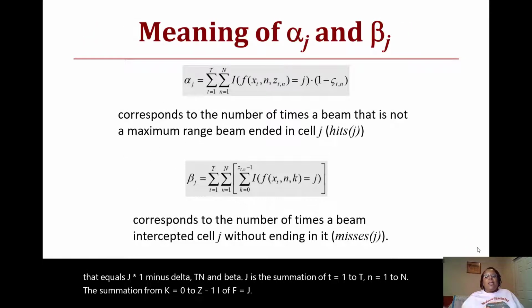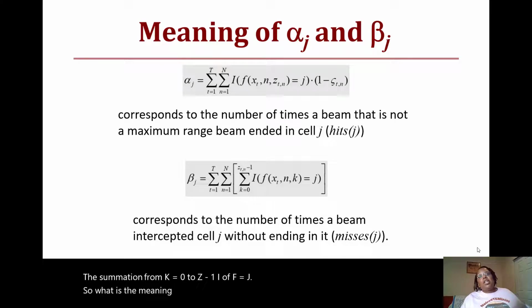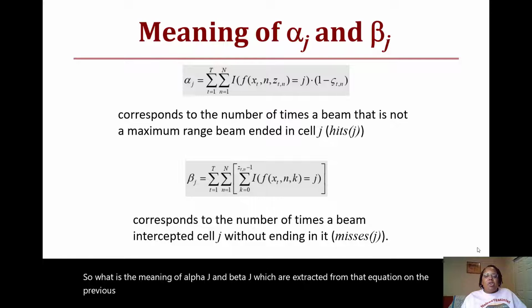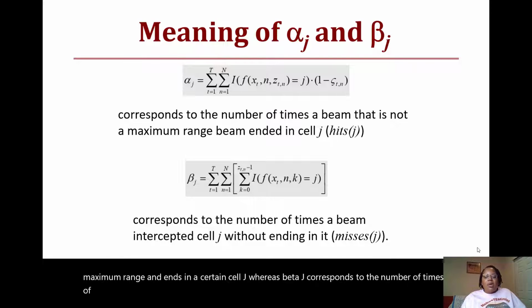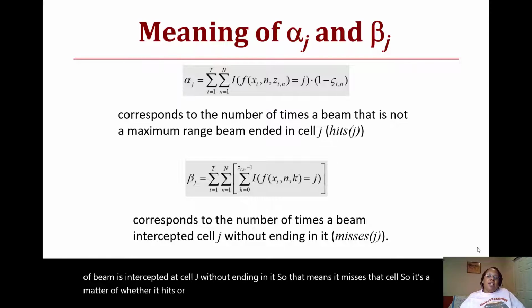So what is the meaning of alpha j and beta j, which are extracted from that equation on the previous slide? We say that alpha j corresponds to the number of times a beam is not at maximum range and ends in a certain cell j, whereas beta j corresponds to the number of times a beam is intercepted at cell j without ending in it. So that means it misses that cell. So it's a matter of whether it hits or misses, and that represents alpha j and beta j.